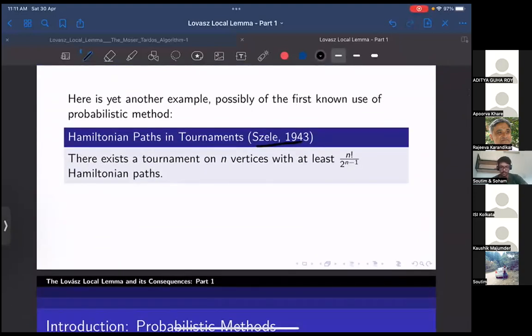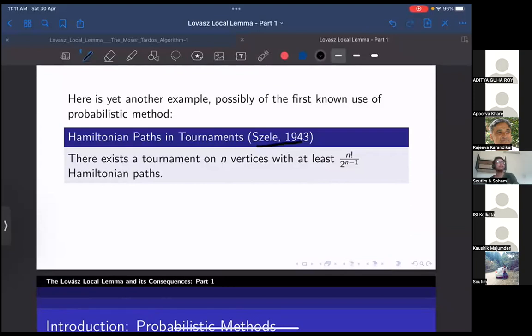This is a result that there exists a tournament on n vertices with at least n factorial by 2 power n minus 1 Hamiltonian paths. I'll not go into the proof again, it will take a lot of time. The approach is very similar. In this, we essentially consider a fixed permutation of the vertices. If we fill up edges in either direction between the vertices, that will induce a Hamiltonian path in the graph, right?